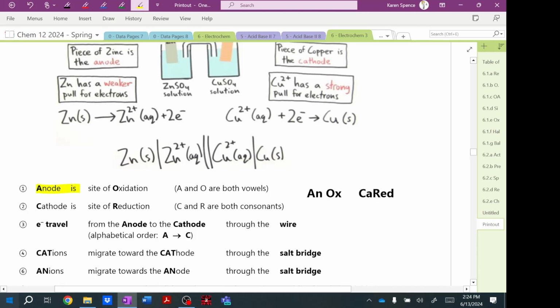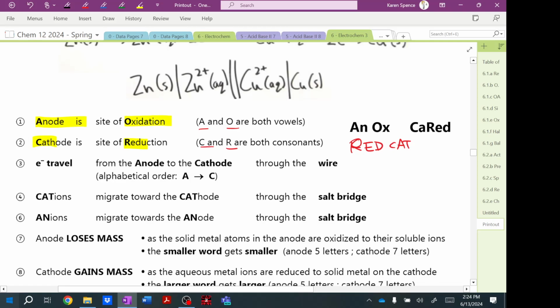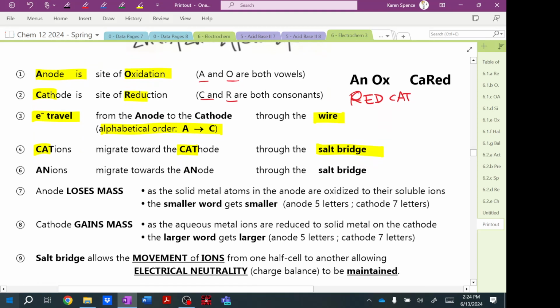The anode is where oxidation occurs. The cathode is where reduction occurs. You can add in red cat if you want to. I always just use: A and O are both vowels and C and R are both consonants, but whatever works for you. Electron travel is alphabetical from A to C. And where do they travel? They travel through the wire. Cations go towards the cathode and they move through the salt bridge. Anions move towards the anode and they move through the salt bridge.